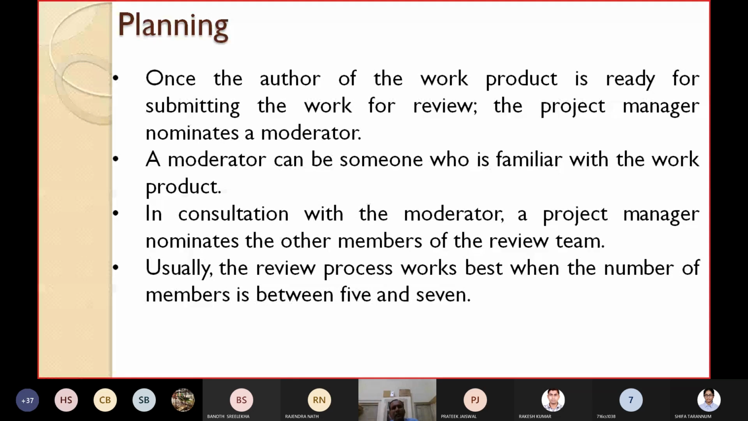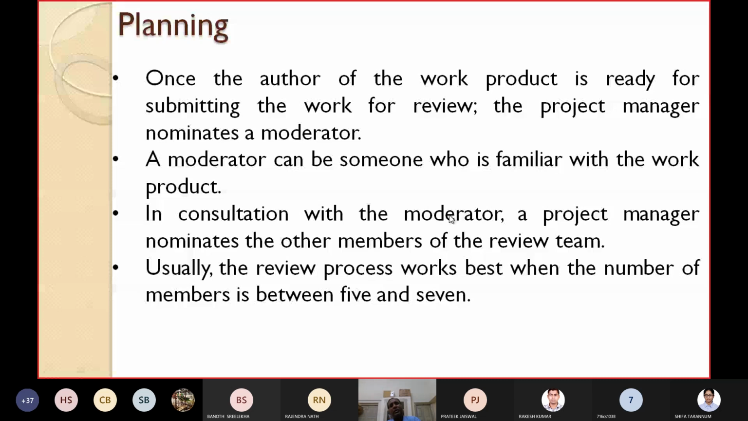A moderator can be someone who is familiar with the work product. Any person who is familiar with the work product can be the moderator. In consultation with the moderator, the project manager nominates the other members of the review team. After finding the moderator, 2 other roles are there: recorder and reviewer. So in consultation with the moderator, the project manager appoints the other members of the review team, such as the recorder and the review members.